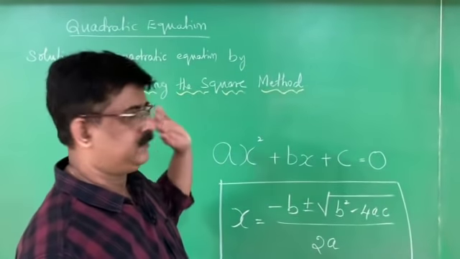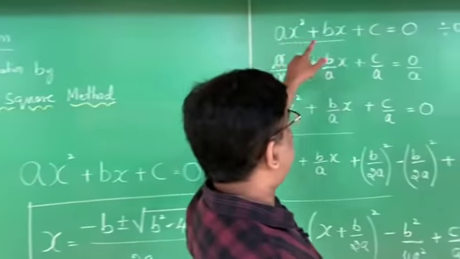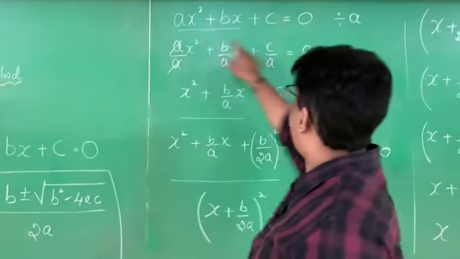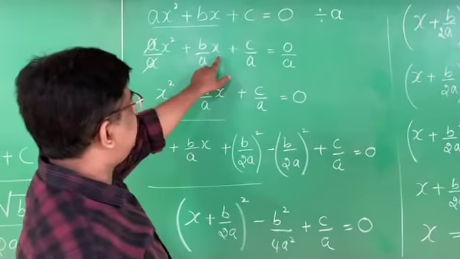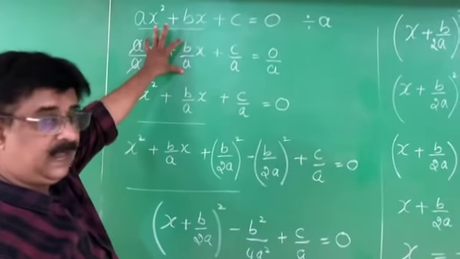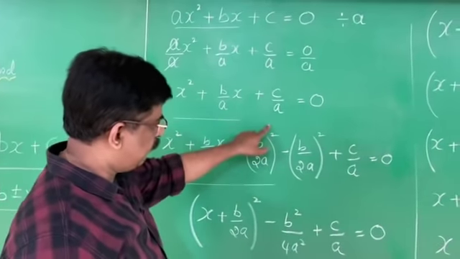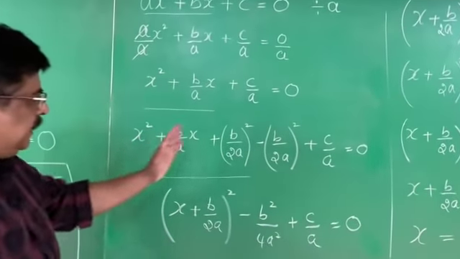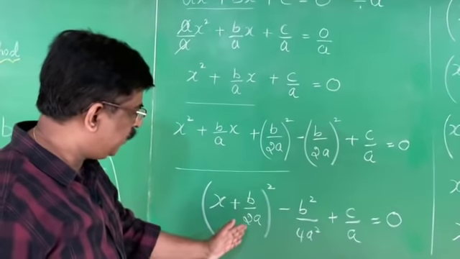Therefore, I repeat once again. What is the standard form of the quadratic equation? Ax square plus bx plus c is equal to 0. Here see the coefficient of x square. A is there. Therefore divide by a. After that, what is the value of the coefficient of x? B by a. Take half of that. Half means b by 2a. Add b by 2a whole square minus b by 2a whole square. Then the first three terms are in the form of a plus b whole square. The answer is x plus b by 2a whole square.